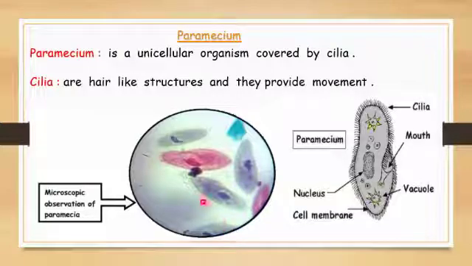If I take one paramecium and look at its structures, I see the nucleus, the cell membrane, the vacuole, the cilia, and the mouth. If we look at these cilia, they are hair-like structures and they provide movement. They help this paramecium to move. So those hair-like structures are called the cilia, and this one is called the paramecium, which is a unicellular organism.